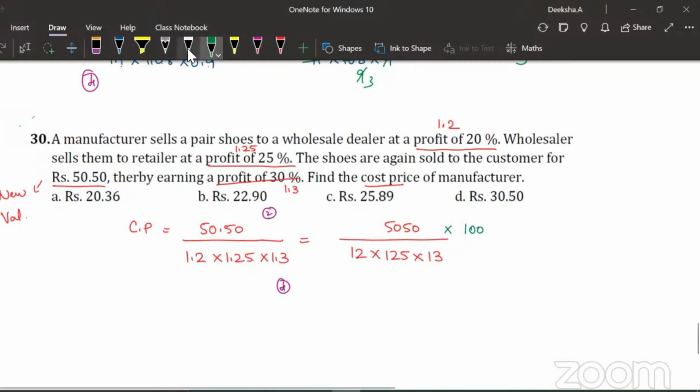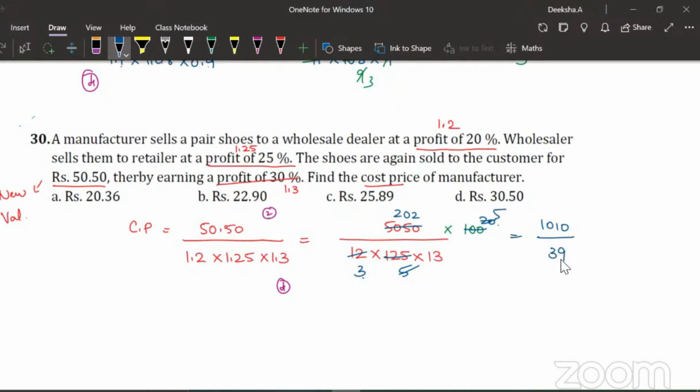Now we will cancel this. 25 fives are 125, this is 25. 2 times is 50. 0, 2 gives you this. And now I'll divide this by 5. 5 20s are 100. 4, this I'll cancel by 4. 4 3s are 12, 4 5s are 20. So you get 1010 divided by 3 into 13, which is 39.